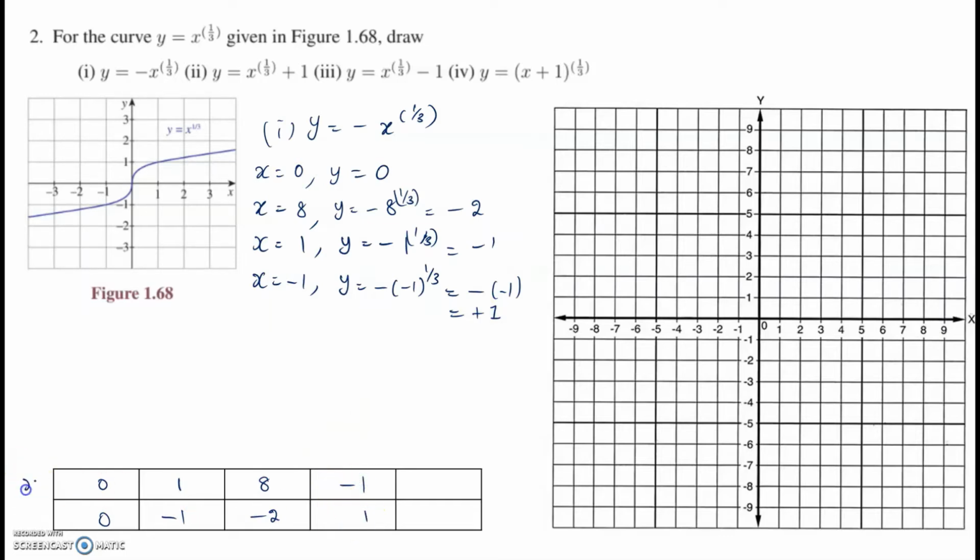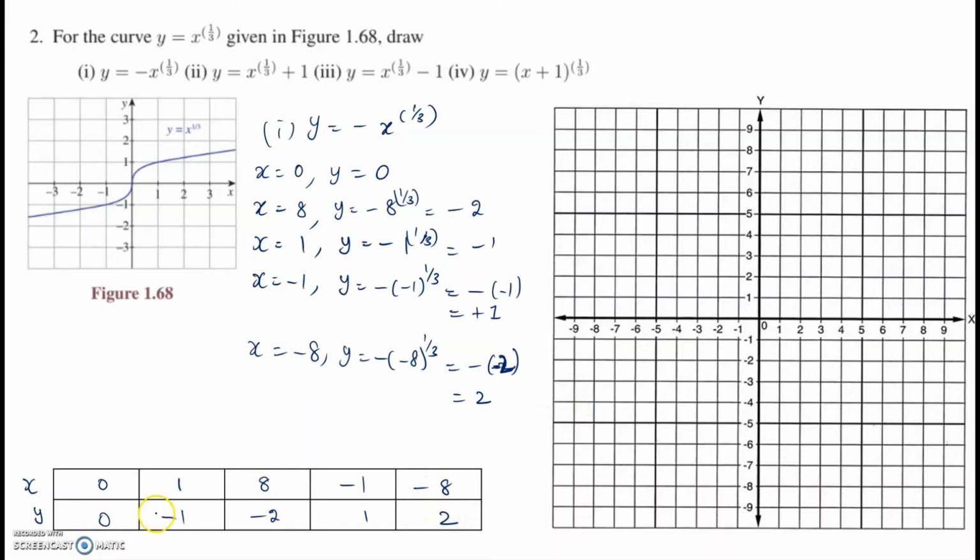So this is x and that is y here. Then let's take x is equal to minus 8. Then y is equal to minus of minus 8 to the power 1/3, which is equal to minus of minus 2, so that's equal to plus 2. So this is minus 8 and plus 2.